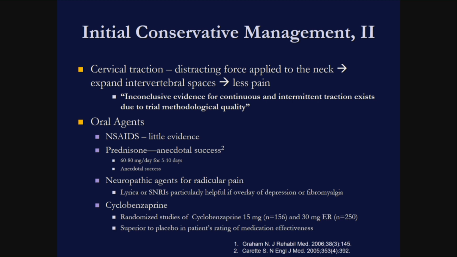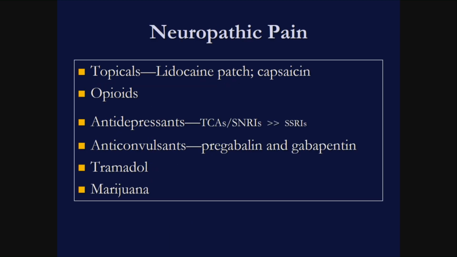Again, there's only anecdotal success with prednisone, but it's commonly done. And if the patient complains of prominent neuropathic pain, electric shocks, etc., we prescribe the agents that we use for painful polyneuropathy. And then there's specific evidence supporting the use of Flexeril for cervical radiculopathy. That's something that maybe we don't think about. We think about it for muscle spasm, but maybe not radicular pain, but there is some evidence to support prescribing that.